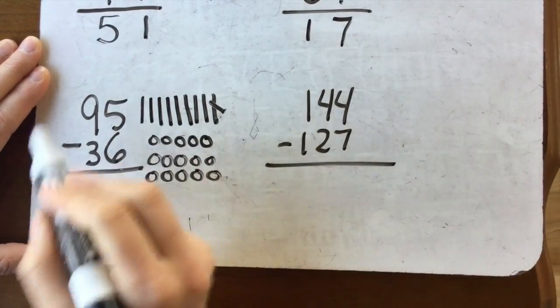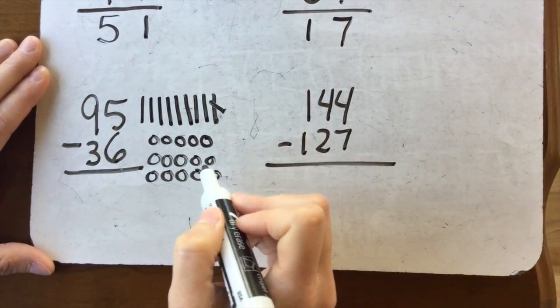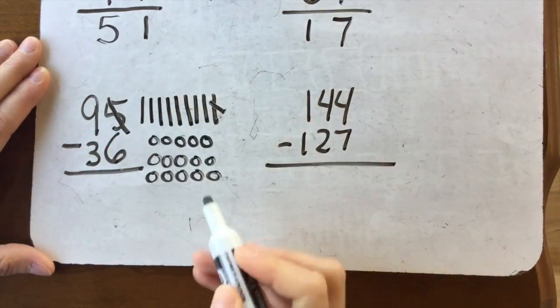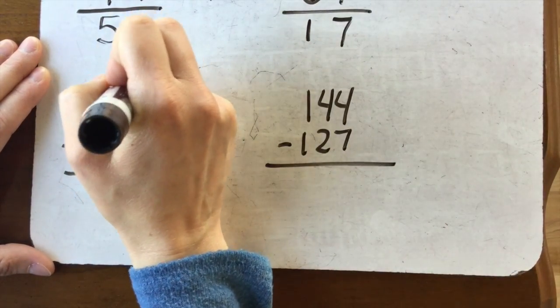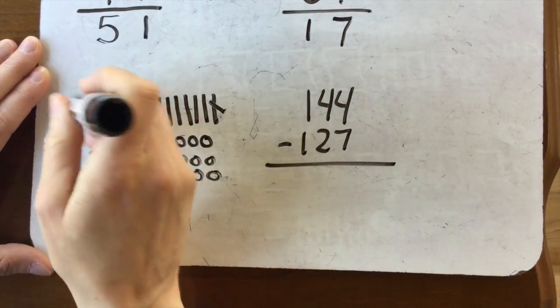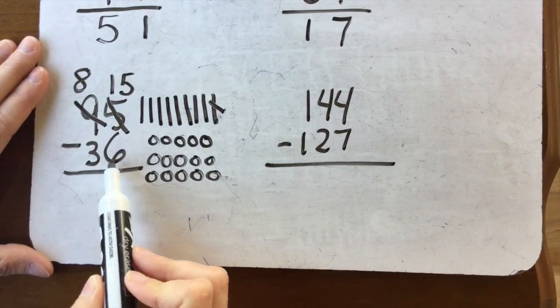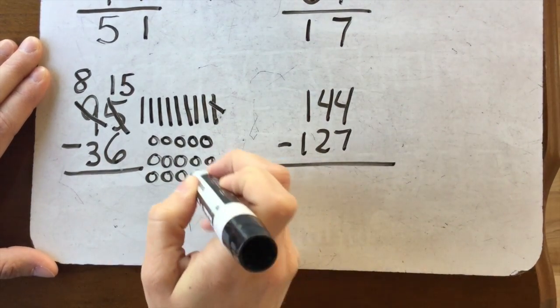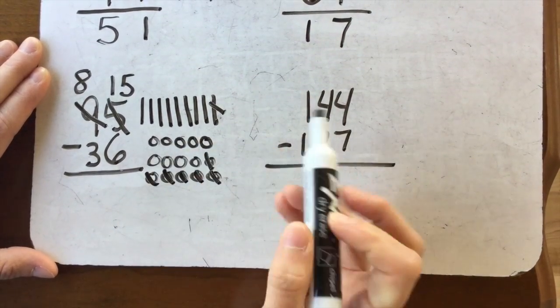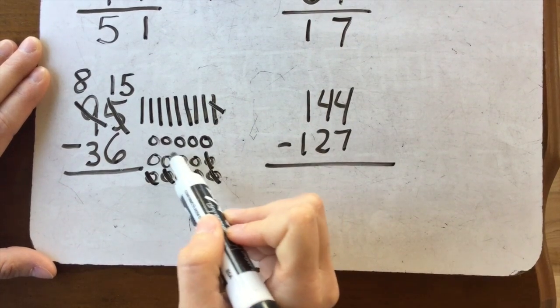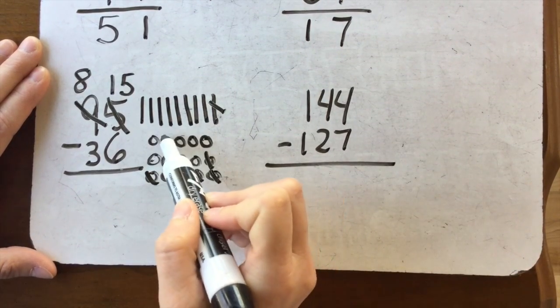So how that would look on our vertical problem is that we would now, instead of 5 ones, have 15 ones. And instead of 9 tens, we would have 8 tens. So now we can actually do our subtraction. So we need to cross off 6 ones. 1, 2, 3, 4, 5, 6. How many ones do we have left over? 1, 2, 3, 4, 5, 6, 7, 8, 9.